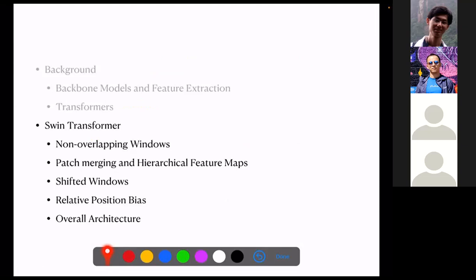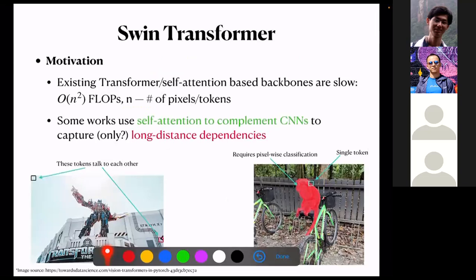So that was it with the background. Then let's switch to Swin transformer. The main motivation behind Swin transformer is that existing transformer-based backbones are slow. As you can see on the left, there is a picture of very high resolution, and I highlighted two tokens, and they talk to each other. We have a lot of such small tokens, and the operation is n squared in the number of pixels. Another problem is that when we have tasks in which we need to classify every pixel, the patches we are using are too big for it. On the right, you can see a single token and how every pixel is important.